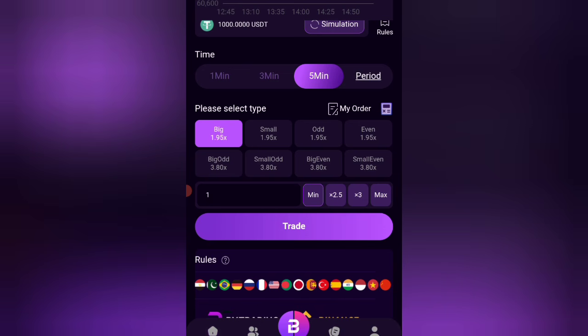Either you want to be using the 1 minute signal, or you want to use the 5 minutes. You can join any time frame. So for this video, I'm using 1 minute. So when they tell you under 1 minute signal to buy big, you click on big, enter the amount you want to use to trade, and click on trade. That is as simple as that. You are not doing the technical part.